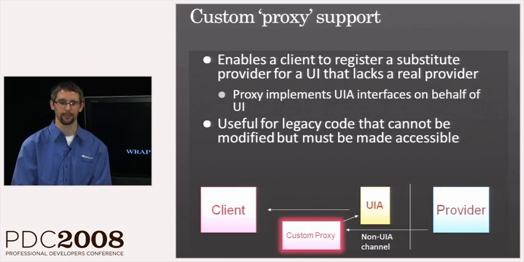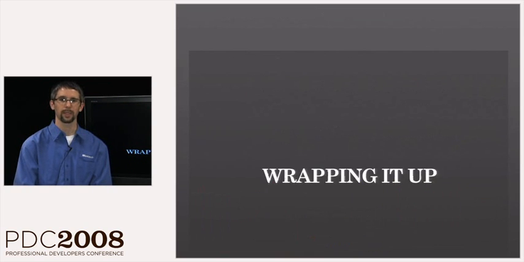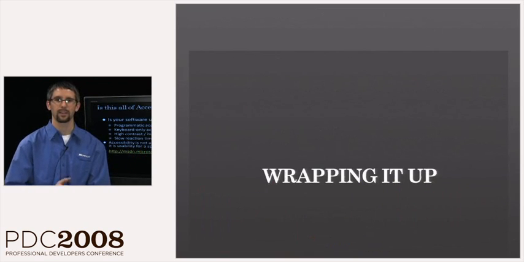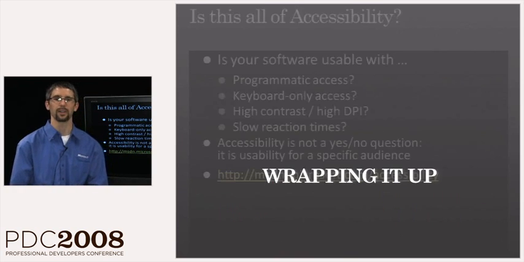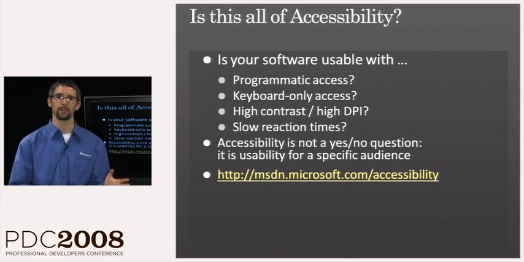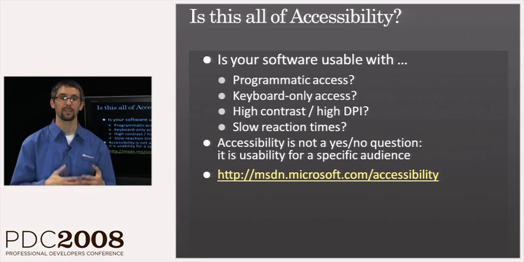So let's wrap up. One thing I really want to note is that this is not all of accessibility. Programmatic access is important, but it's not the whole story. There are other things that you want to make sure work. For instance, you want to make sure your application is keyboard accessible, because a user with motion impairment may find it difficult to use a mouse and so would want to use your application just with a keyboard.